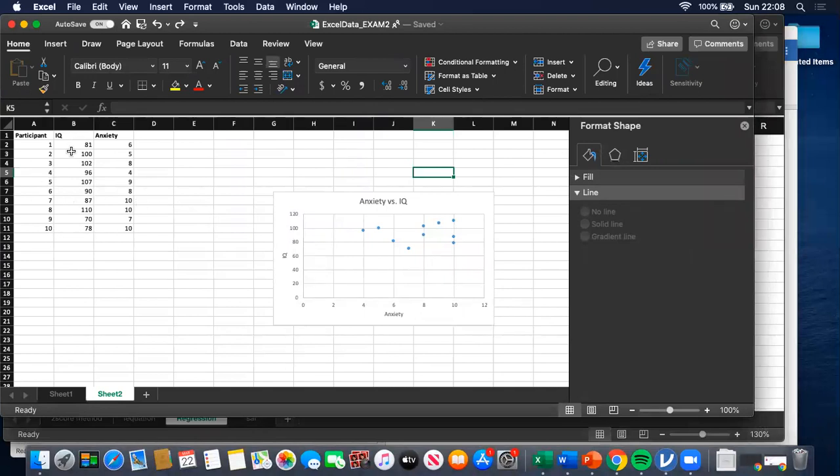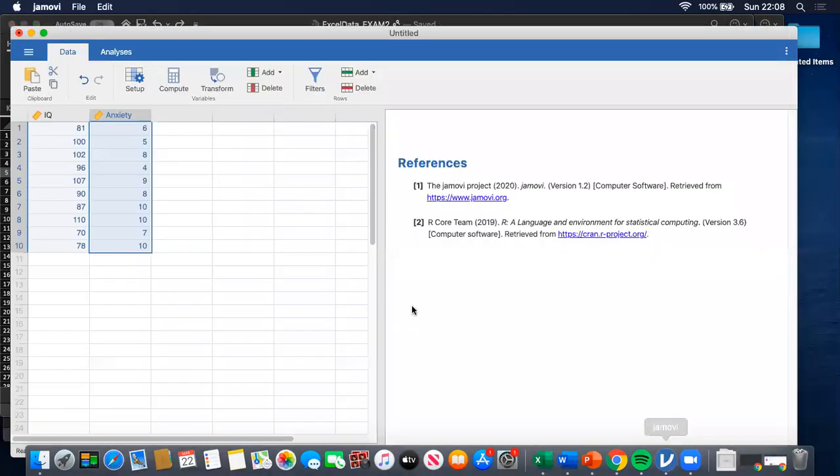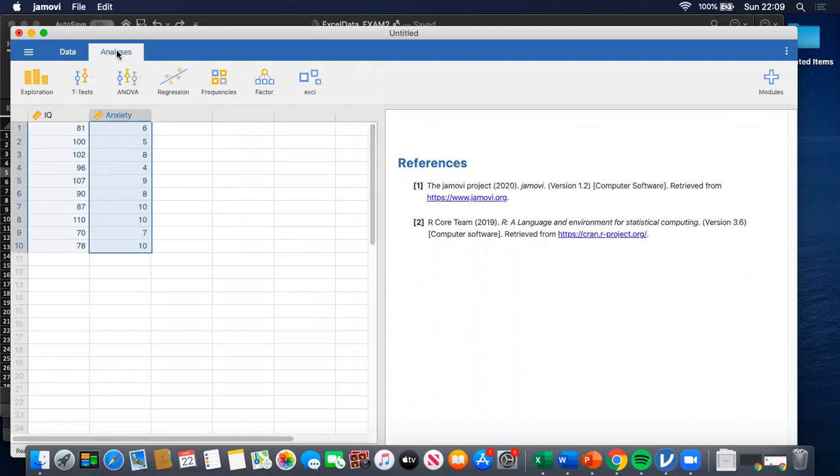We have, in this case, 10 subjects, a small sample size. We have their IQ and some anxiety score. So let's jump to Jamovi. I've copied this over into Jamovi as well. So again, IQ and anxiety are the data that we have to work with here. If we're going to do regression, like I talked about in the regression video and like you read in the chapter, this is underlined by correlation.